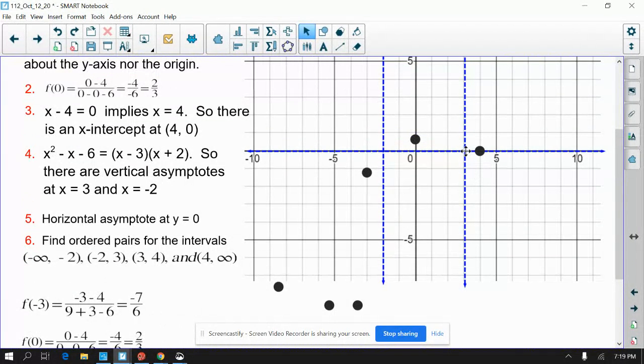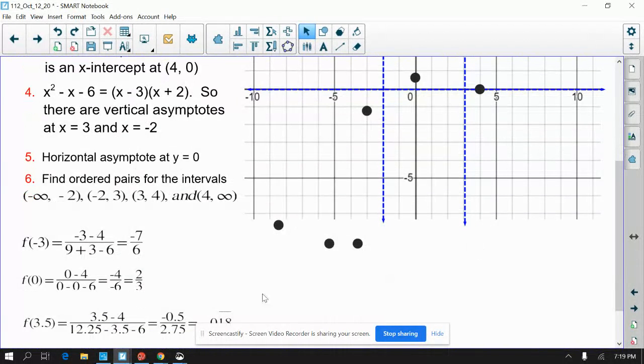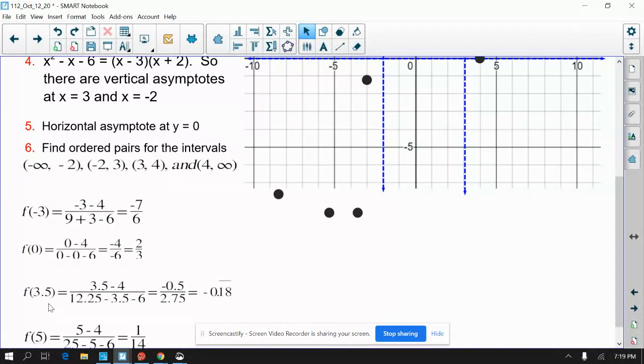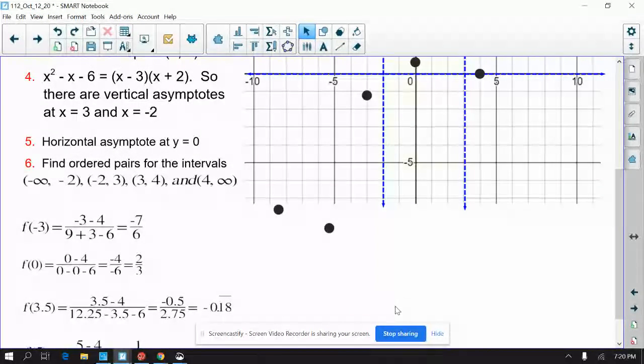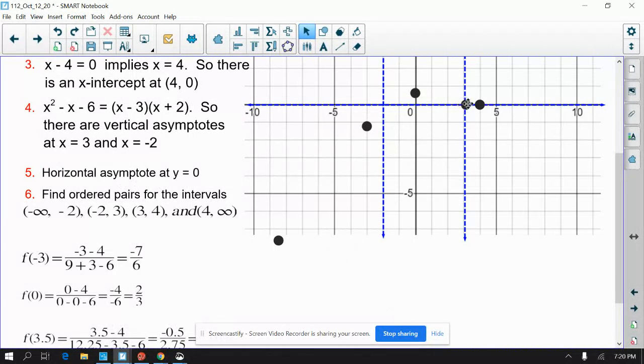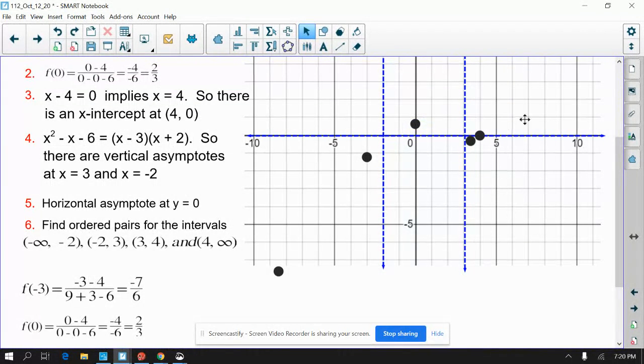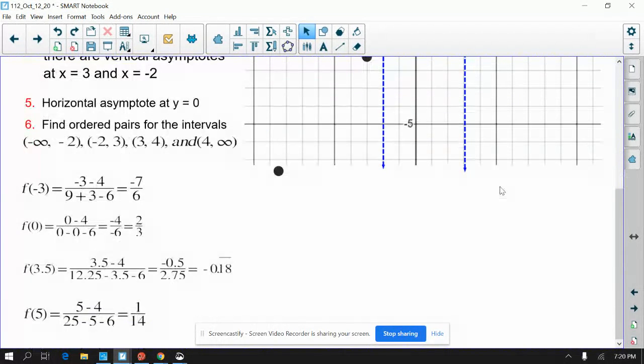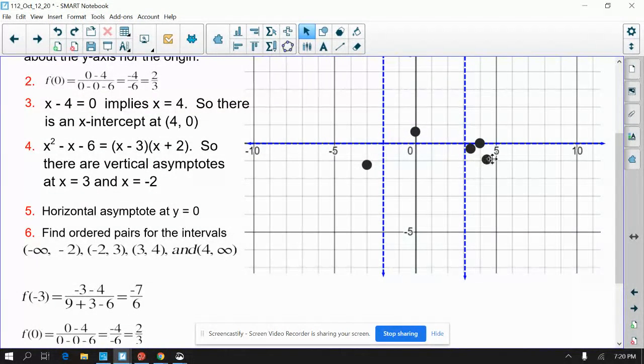Then pick a number between 3 and 4. I just chose 3.5 and put it into my calculator, and I got -0.18 repeating. So when x is 3.5, the y value is -0.18 repeating. So that's another ordered pair. Here's 3.5 and -0.18, so estimate. And then finally, an x value past that 0, so bigger than 4, and anything you want to pick. I chose 5. f(5) is 1/14. So when x is 5, your value is 1/14.